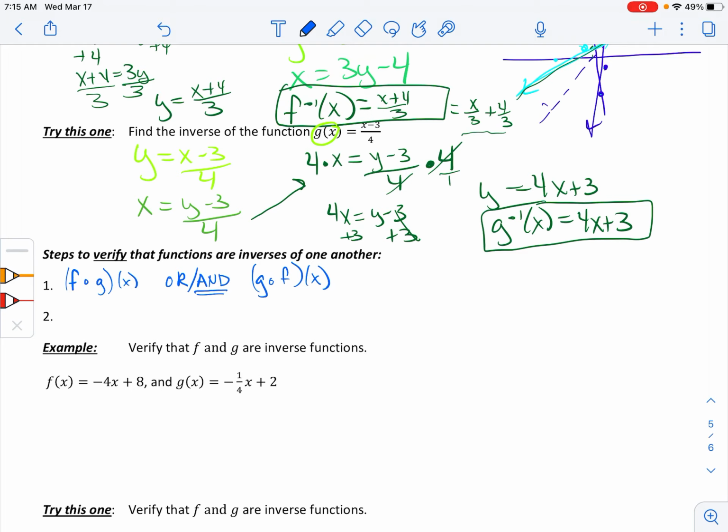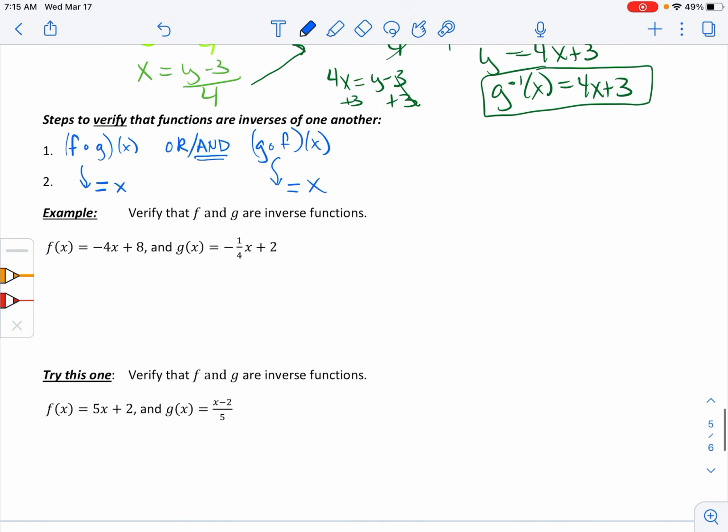Okay, and when you get that this answer equals x, or this answer equals x, as long as one of them equals x, the other one will, but it's a good practice to do it both directions. So we're going to do it both directions today. Okay, so verify that these are, in fact, inverses of each other. So what we're going to do, let's do the first part, f of g of x.